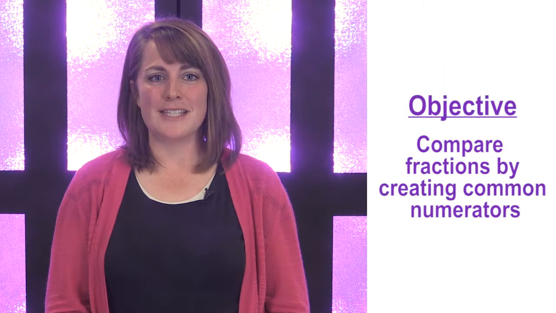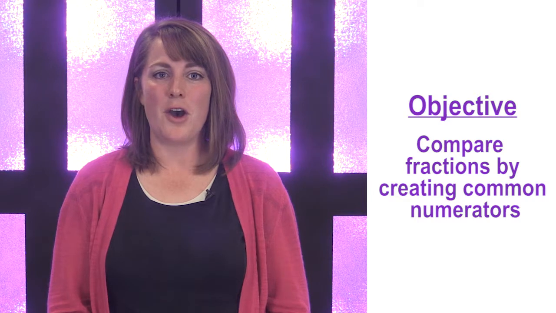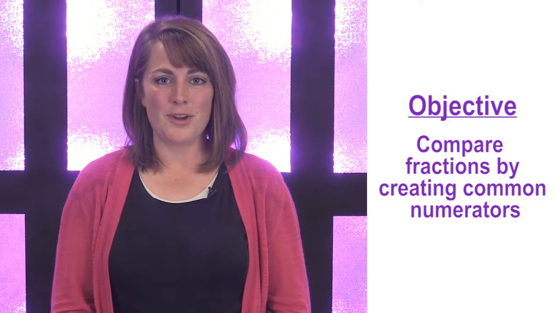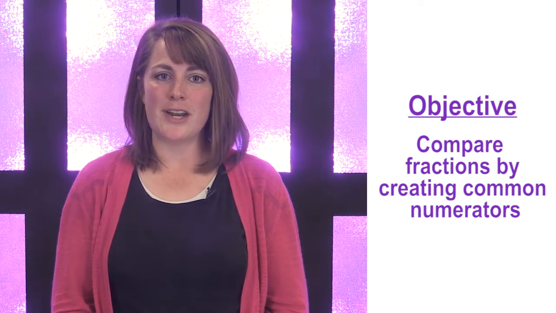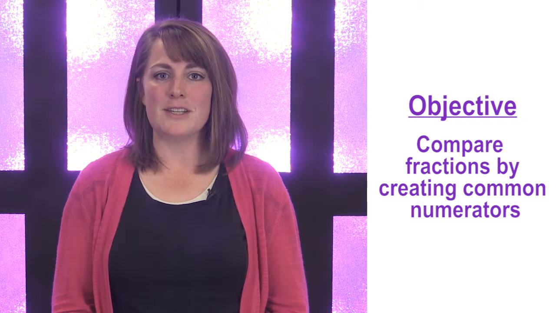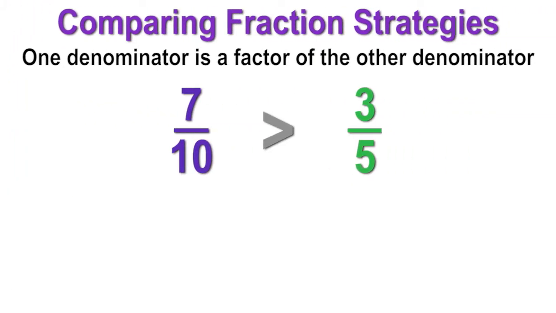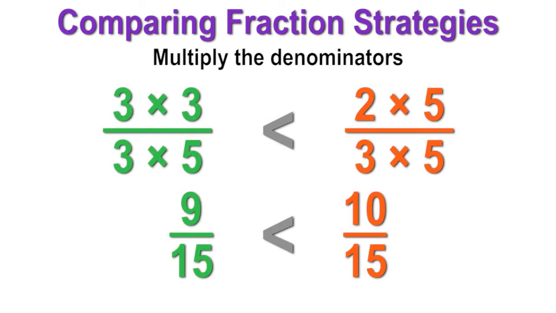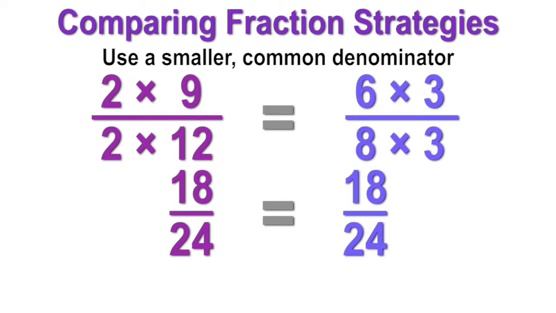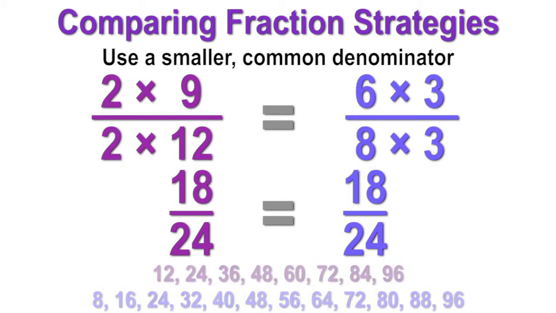The objective of this lesson is to compare fractions by creating common numerators. In the previous lesson, we used 3 strategies for comparing fractions with common denominators. The strategies are as follows. If one denominator is a factor of the other denominator, use the larger denominator as the common denominator. Multiply the denominators to find a common denominator, or use a smaller common denominator by listing multiples of each denominator.